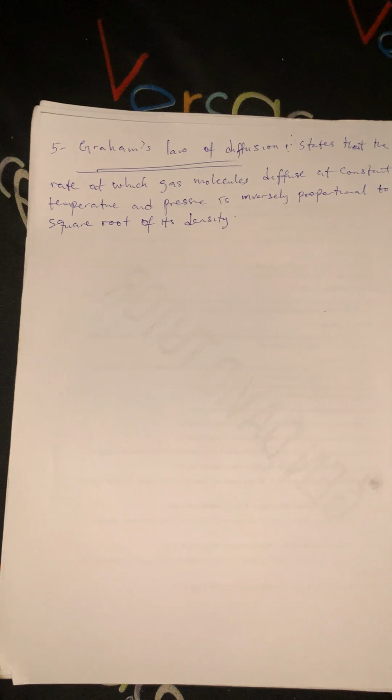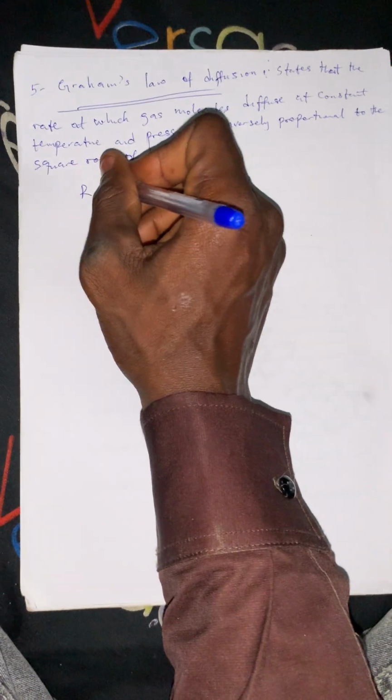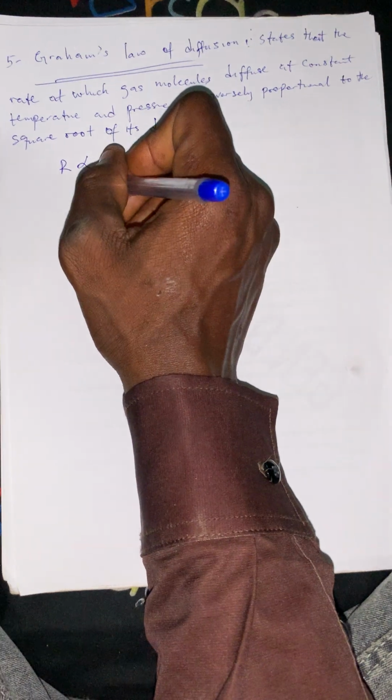Again, it states that the rate at which gas molecules diffuse at constant temperature and pressure is inversely proportional to the square root of the density. That is Graham's law of diffusion. And mathematically, we can say the rate is inversely proportional to the square root of its density.